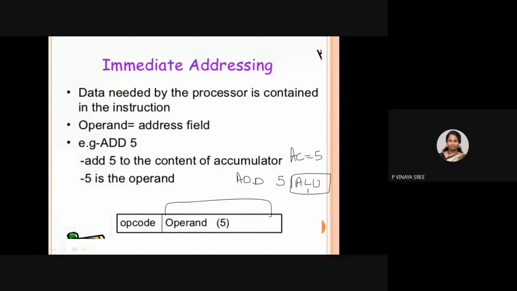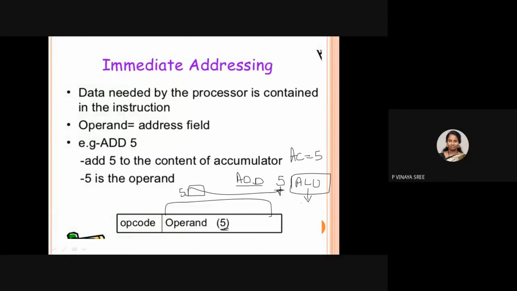So what do we need to perform? According to the opcode, it is addition. If it is 5, will you go to memory location 5 and get the data? No, in immediate, this is your data. You have the data inside the instruction itself.